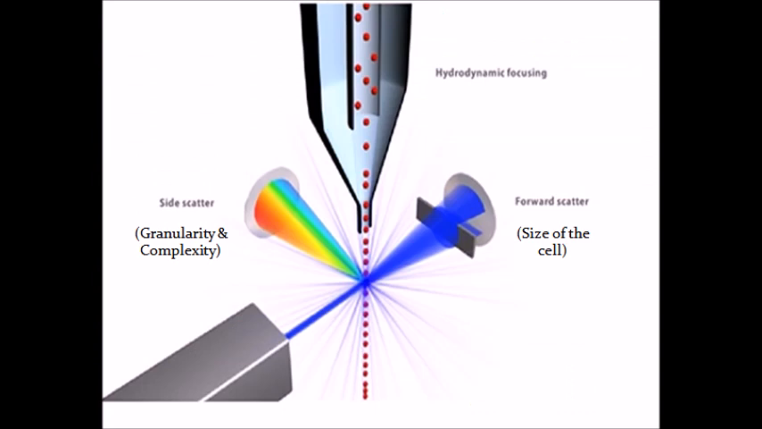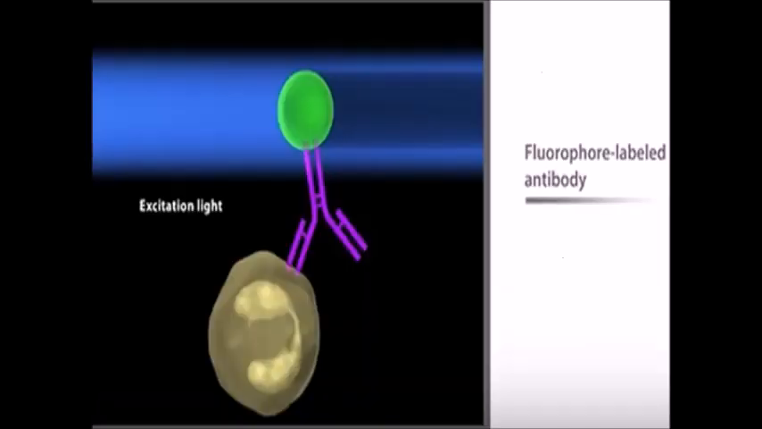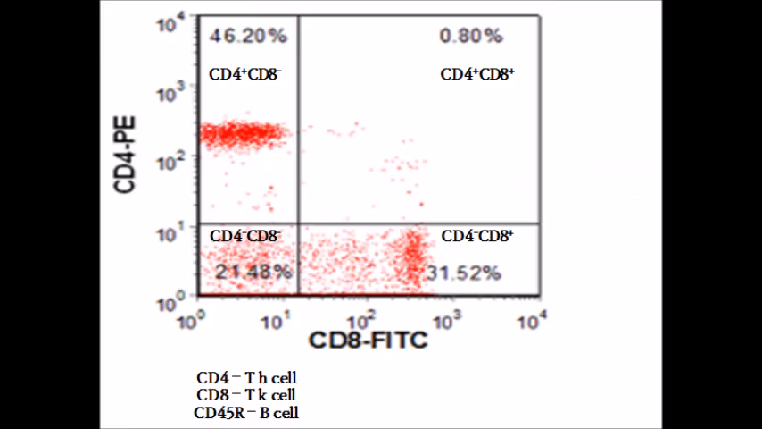FACS, called fluorescence-activated cell sorter, shoots incident light at the sample and gets forward scatter to get the size of the cell data, and side scatter to get the granularity and complexity of the cell data. And we use fluorophore-labeled antibody and shoot excitation light. We can show the sample's color and antibody activation. I use these samples' expression in two-dot plots to show double positive, double negative, etc.